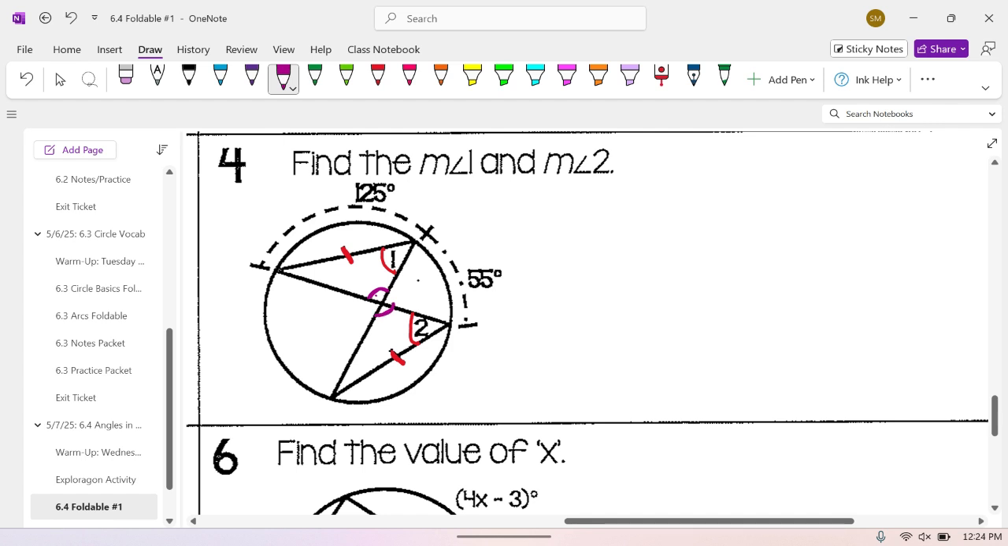What are these angles called? Vertical. So if they're vertical, they're congruent. Thus, those 2 triangles are congruent by angle, angle, side. All right.